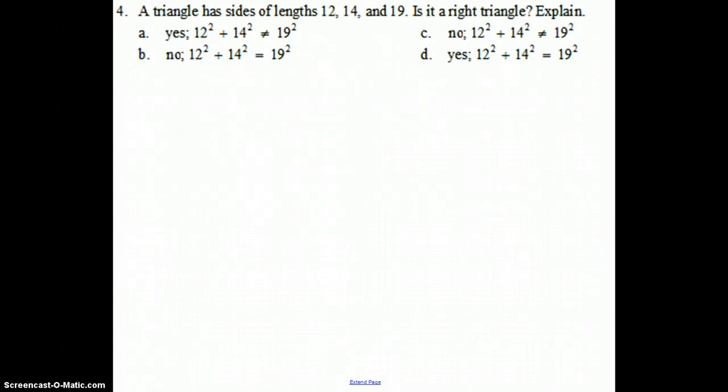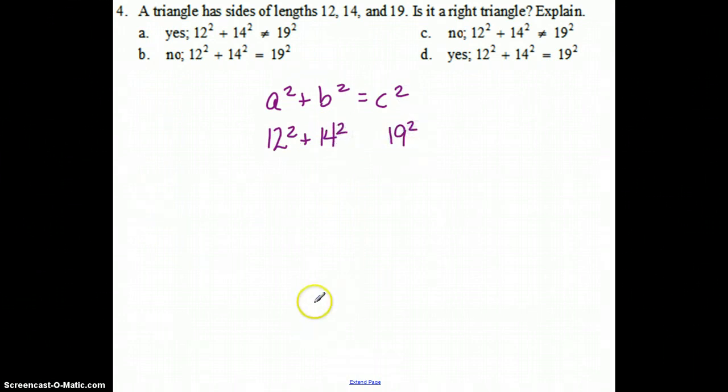Now the next one, a triangle has lengths of 12, 14, and 19. They want to know if it's a right triangle. Well, if it's a right triangle, I should be able to plug it into this and it should work. So 12 squared and 14 squared. 19 is going to have to be C because it's the biggest one. Now I would go through and see if it actually gives me the right answer.